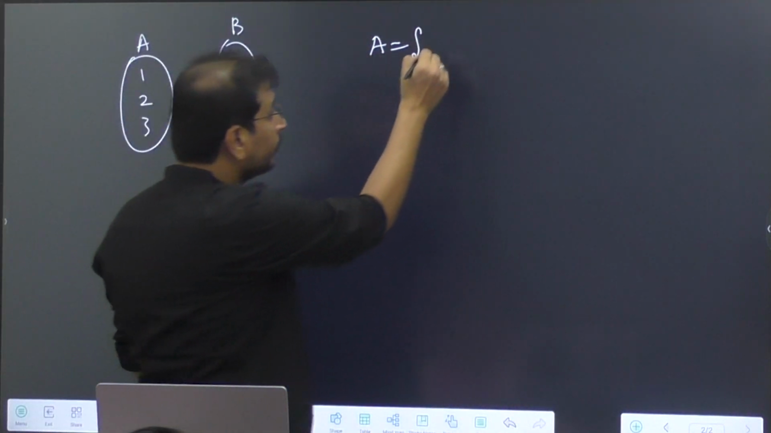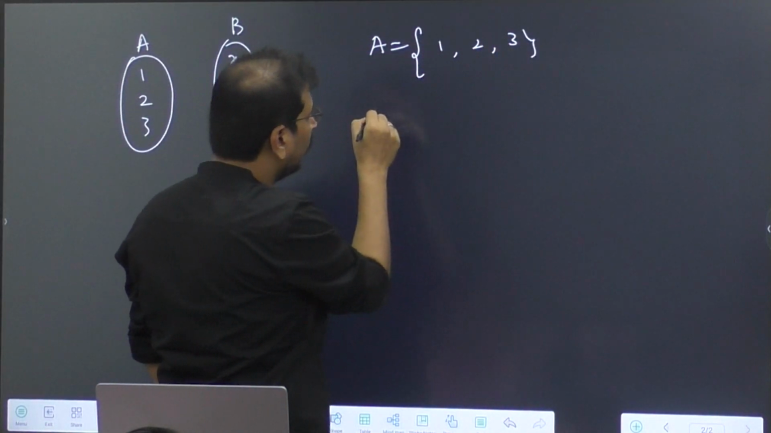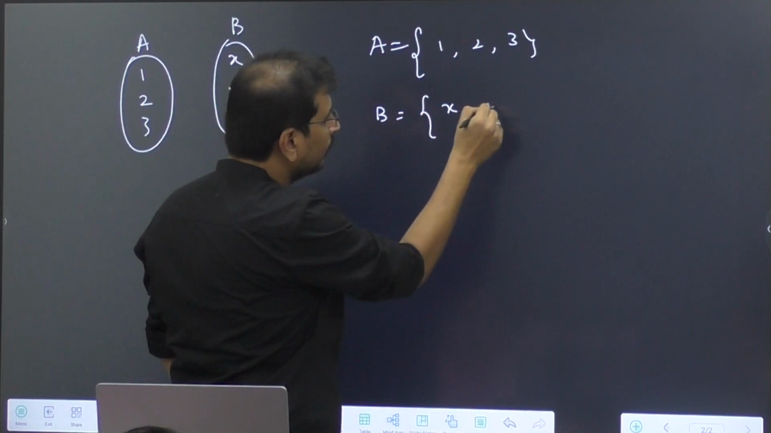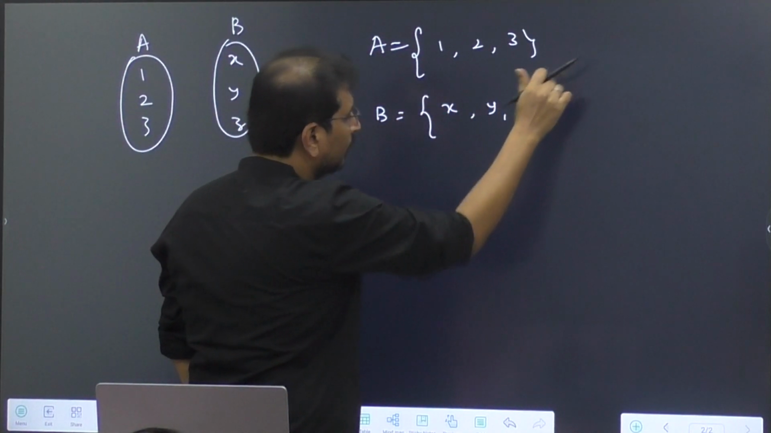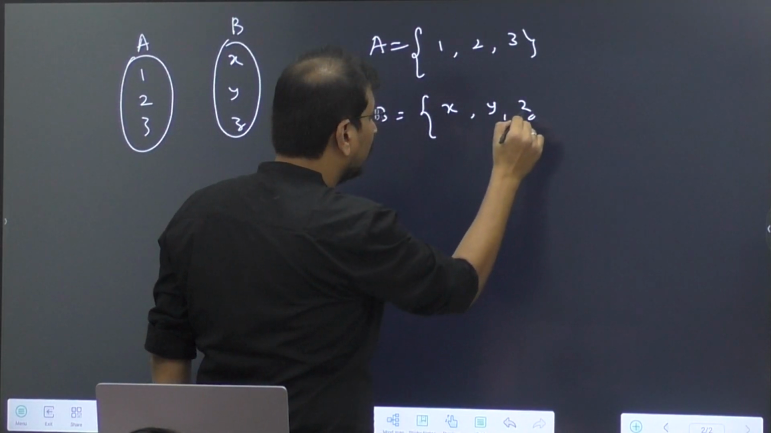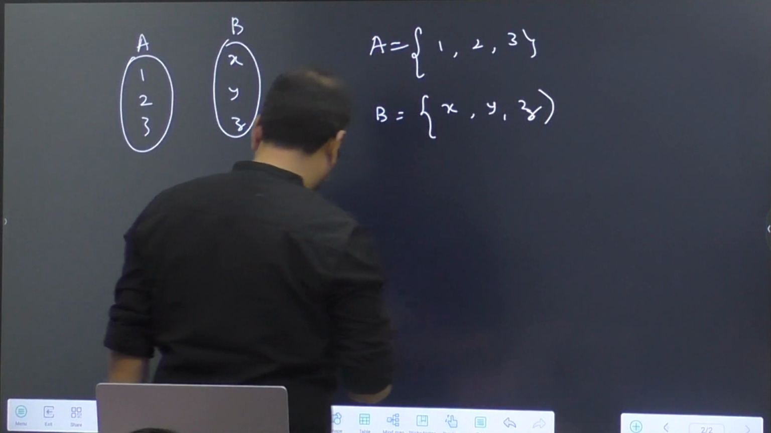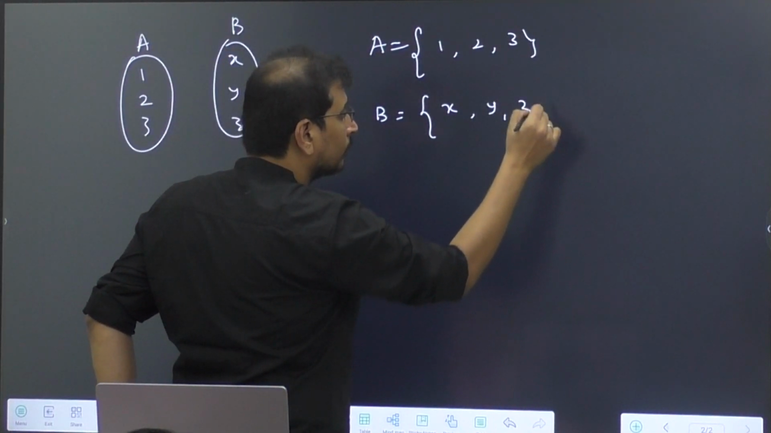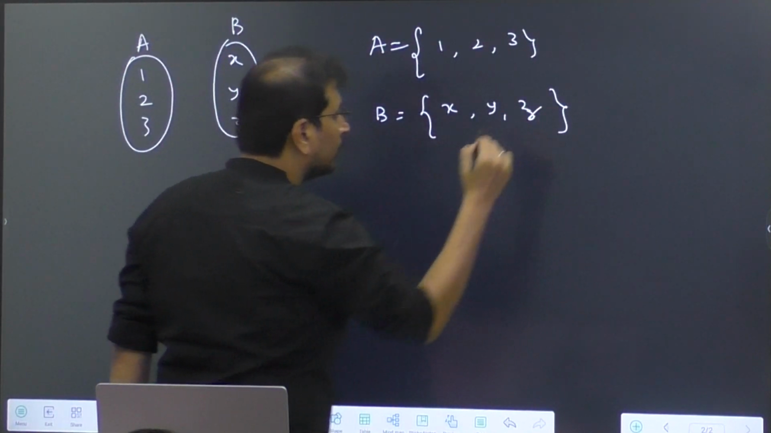How do I write it? 1, 2, 3. How do I write this? Okay, I write something like this: x, y, z. Right? Okay.